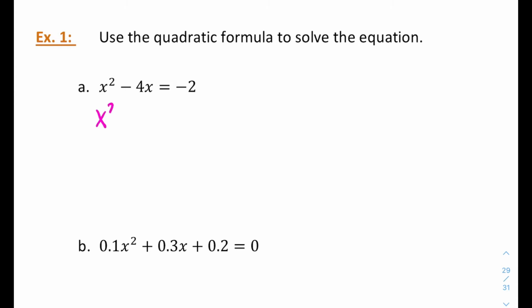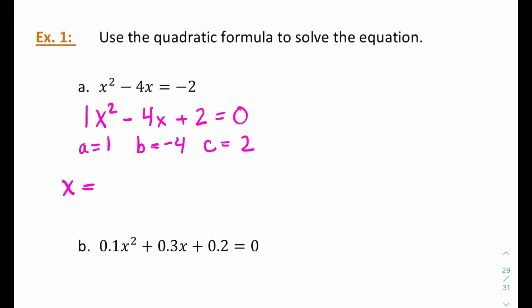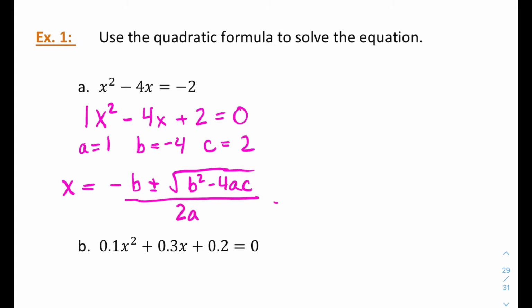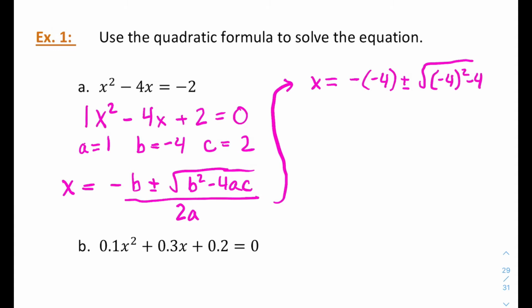First thing you always need to do when using the quadratic formula is get 0 on one side of your equation. So we're going to add 2 to both sides. And then identify your values for a, b, and c. Be careful if your equation's out of order. A is the coefficient on x squared, b is the coefficient on x, c is your constant. And then we're going to plug those values into our quadratic formula. So when you do it for these, it's going to give you opposite of negative 4 plus or minus the square root of negative 4 squared minus 4 times 1 times 2 all over 2 times 1.